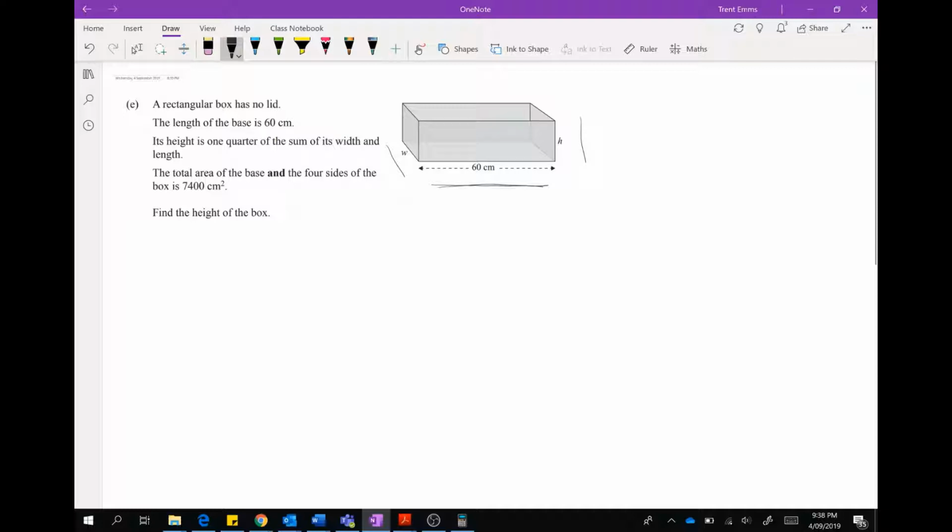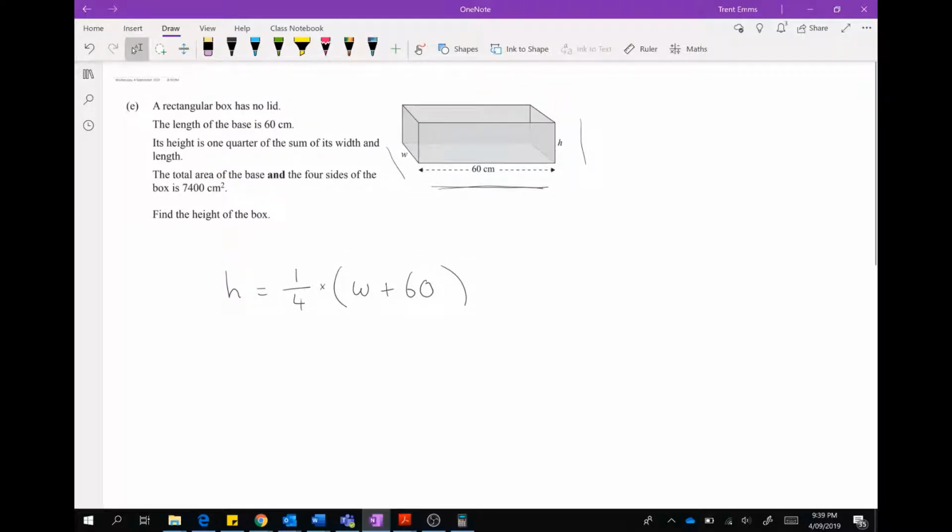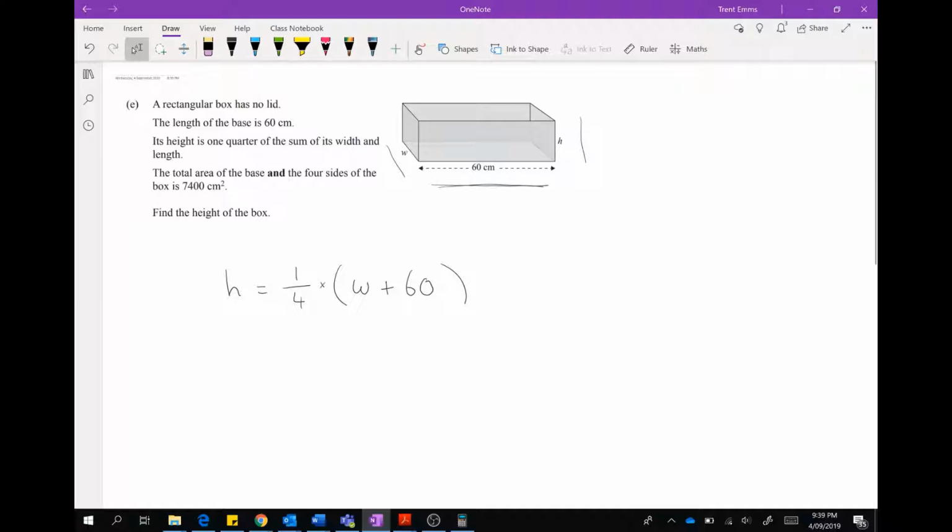And it's telling me that the height is equal to 1/4, and of means times, so 1/4 of the sum of the width and the length, which is 60. So I have this equation here in terms of the width and the height, which we might be able to use later. And we're also told that the total area of the base and the four sides of the box is 7,400 centimeters squared. So we'll write that down.